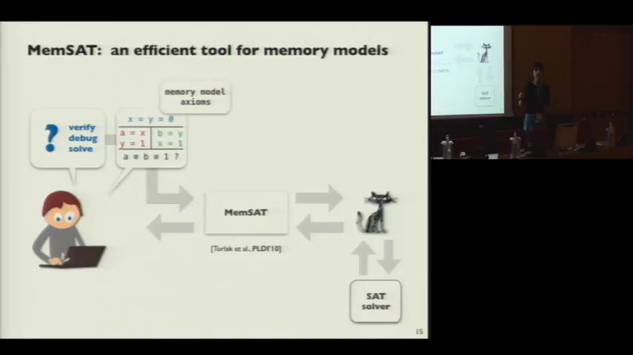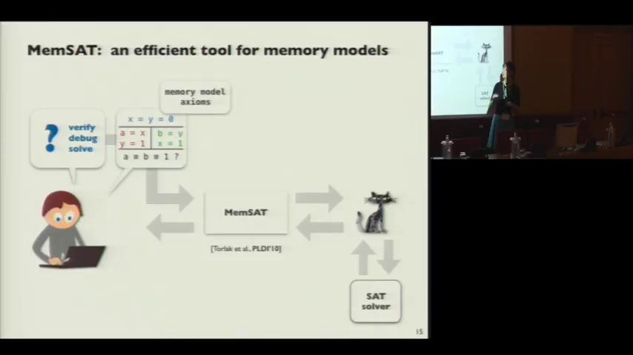So the way that people who design memory models communicate the meaning of the models to other people is by providing litmus tests. Litmus tests are small concurrent programs that exhibit a behavior that should be forbidden or allowed by the rules. So what you're seeing on the slide is a classic litmus test that almost every memory model includes.